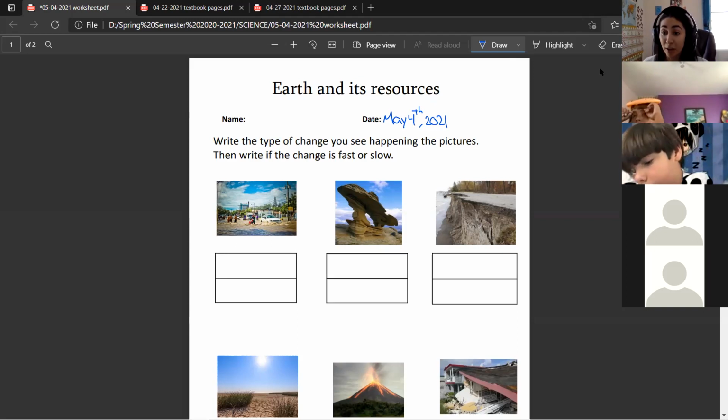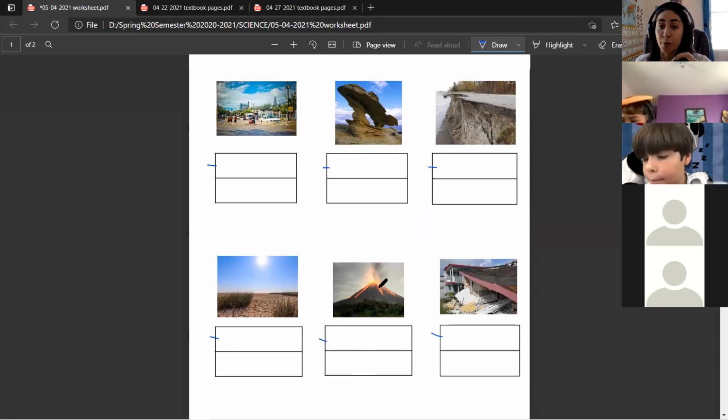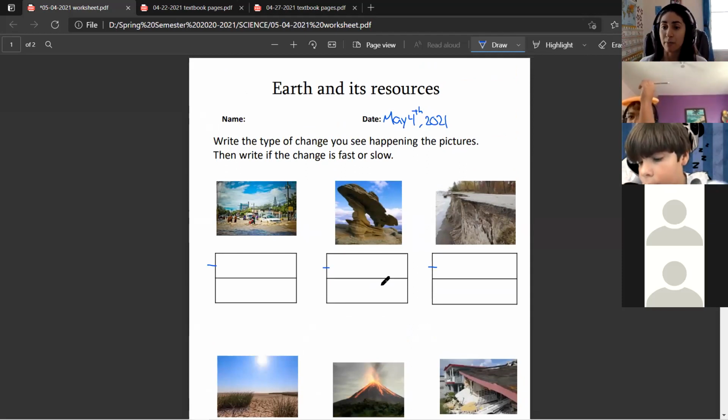Now, we've talked about all of these changes that happen on Earth, and these changes change Earth. That's what they do. They change the surface of the Earth, and it looks different. Now, in the instructions, it says write the type of change you see happening in the pictures. So you have to look at the pictures, and in the first box, you have to write the name of the change that you see happening in the pictures. Think about the changes that we've talked about. Look at the pictures. What change is happening?